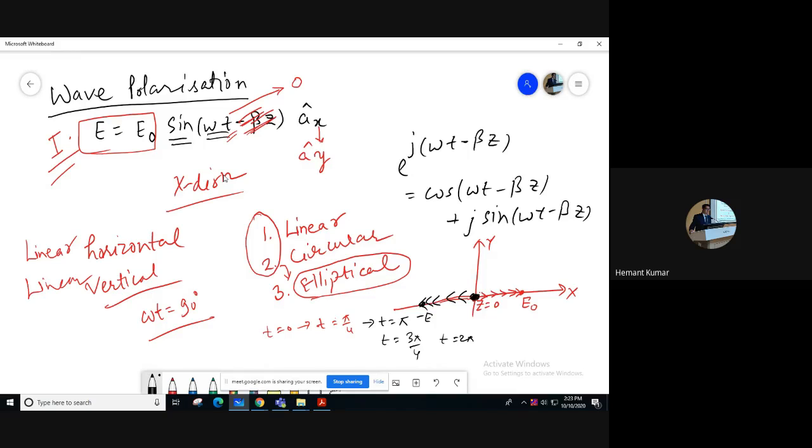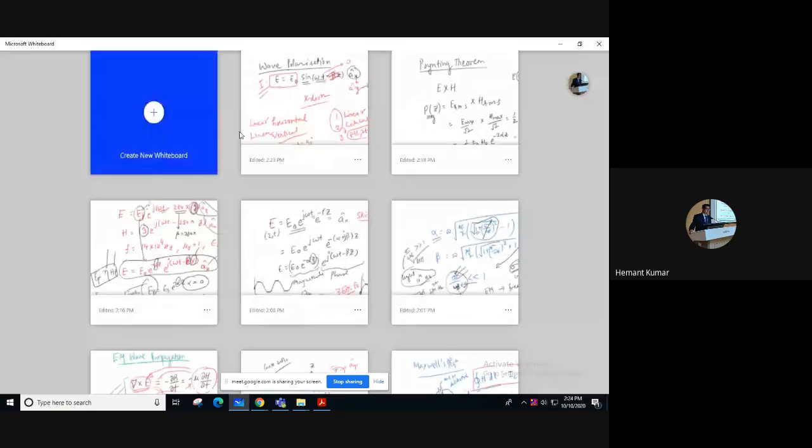So what is happening? Electric field is only in a particular direction, and the direction is the x-axis. So it means this wave is polarized in the x direction, and x means horizontal. It is horizontally polarized. Instead of ax, suppose ay is given, then the plot will be like this, right? Then it is known as vertically polarized. And both of these cases are cases of linear wave polarization, right?